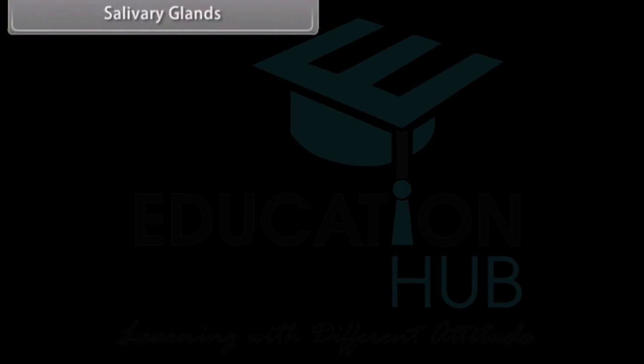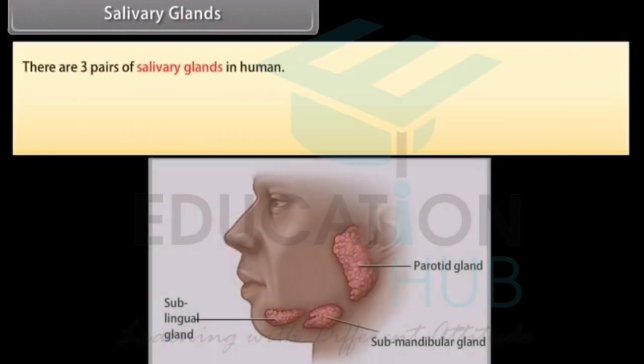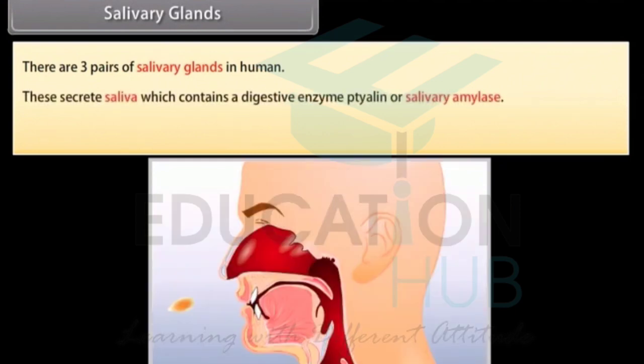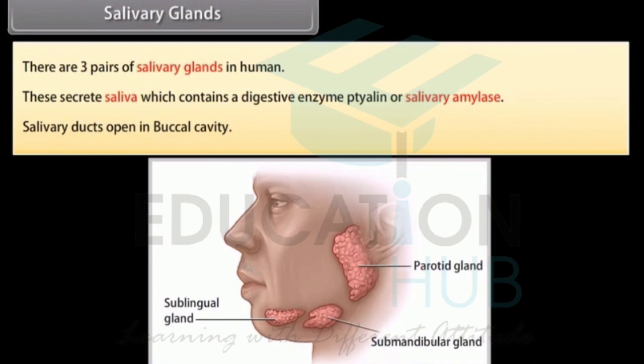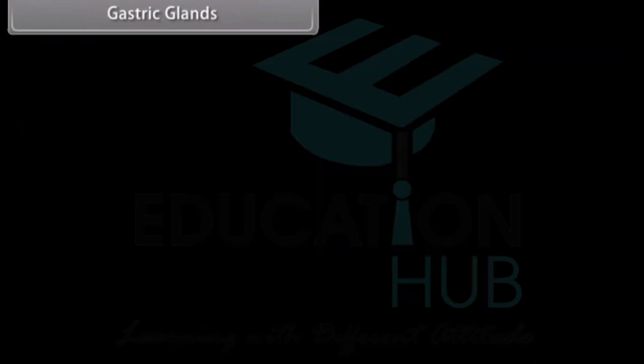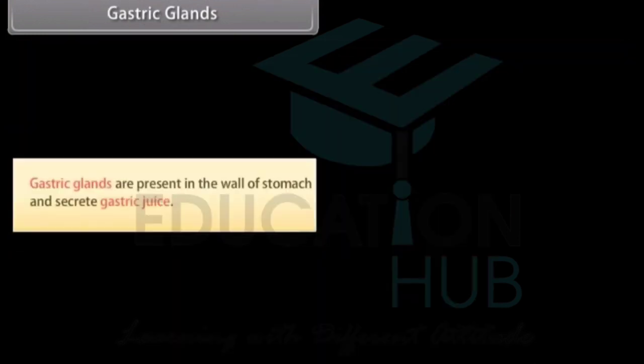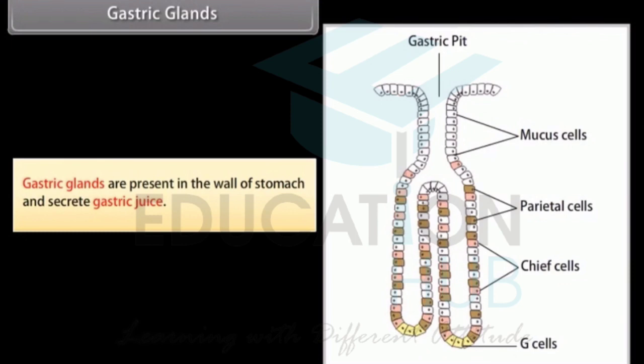Salivary glands. There are 3 pairs of salivary glands in humans. These secrete saliva, which contains a digestive enzyme ptyalin or salivary amylase. Salivary ducts open in the buccal cavity. Gastric glands. Gastric glands are present in the wall of the stomach and secrete gastric juices.